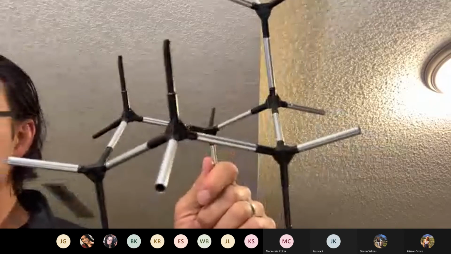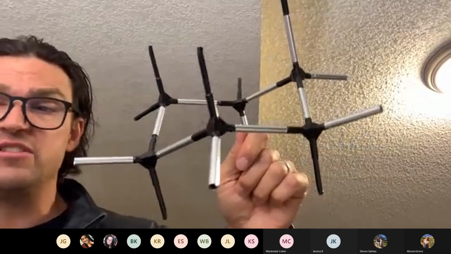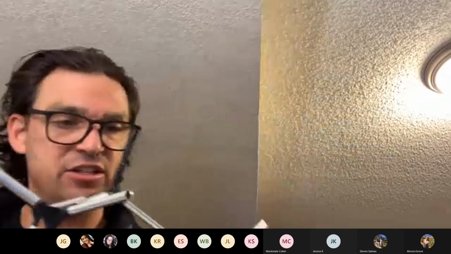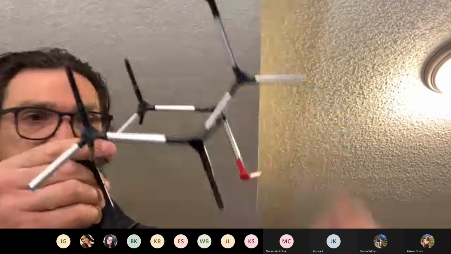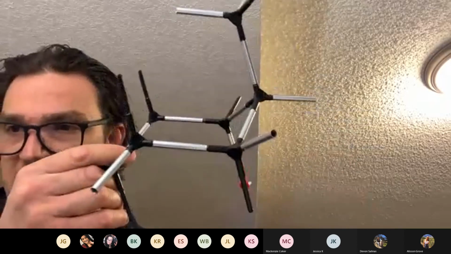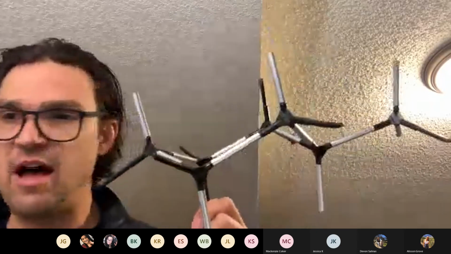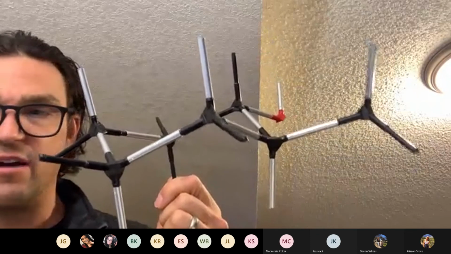Everything still stays on the same side of the ring, but what was once axial becomes equatorial, and what was equatorial before will become axial. Let's say I have 2 axial substituents. I'll put this methyl, and this is actually an oxygen. The red is supposed to represent an oxygen, but you see how they're both axial? One's up and one's down. What's going to happen when I flip the ring? They're still up and down, but they're both equatorial now.